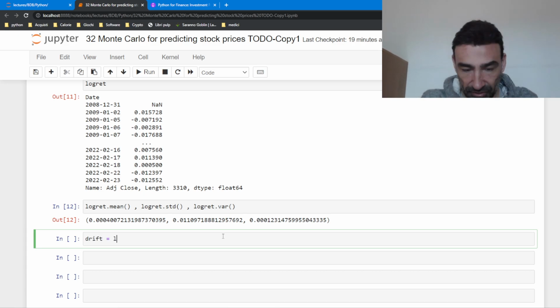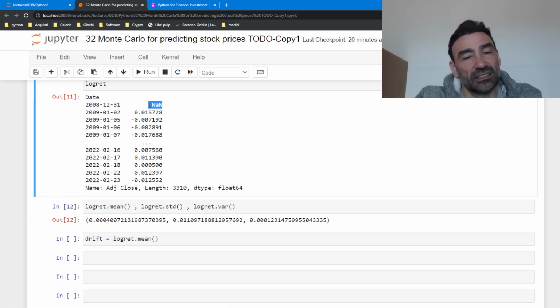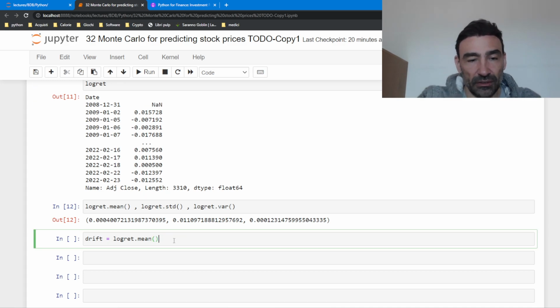The drift is log ret.mean. You can see that mean, standard deviation and variance are robust functions. It means that if they find a none, they simply skip it. We say minus log ret.var divided by 2.